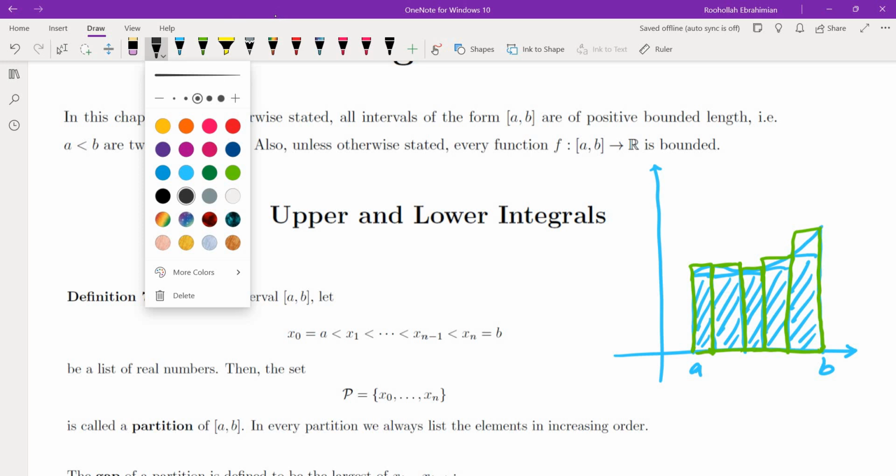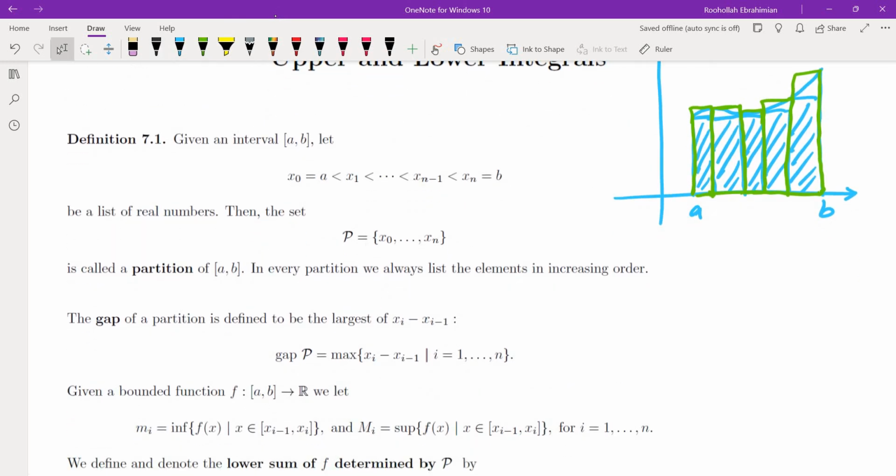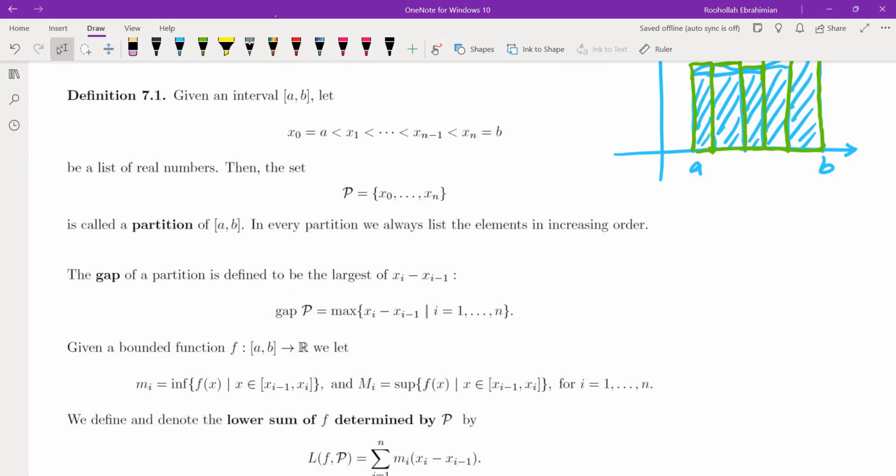Okay, so let's get started with some notations. It's quite notational, so I'm going to put all of that in definition 7.1. Given an interval a to b, let x naught equals a, x1. So the initial point is x naught, next one is x1, then x2, and so on. The last one is xn. This is called a partition. x0 all the way to xn is called a partition of the interval AB.